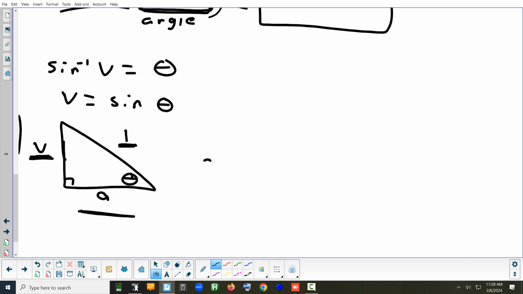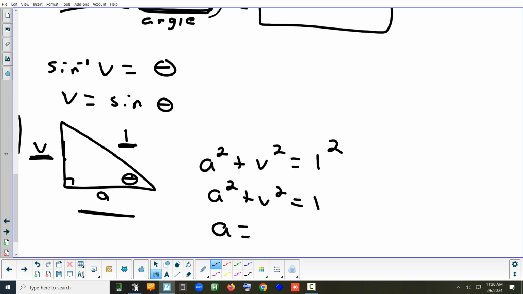A squared plus v squared equals 1 squared. A squared plus v squared equals what? 1 squared. Okay, so we've got a squared plus v squared equals 1. And we're solving for a. I want to solve for a so I can do this. So you subtract the v squared to the other side and square root. So that's a: the square root of 1 minus v squared.